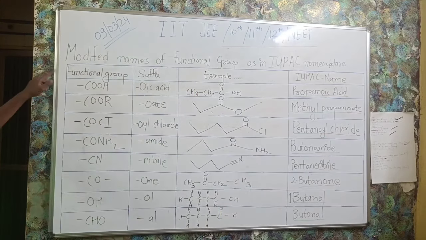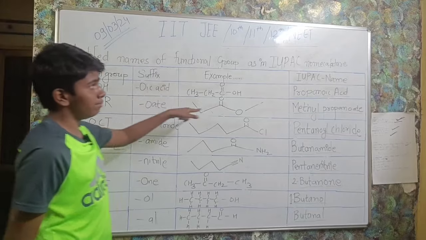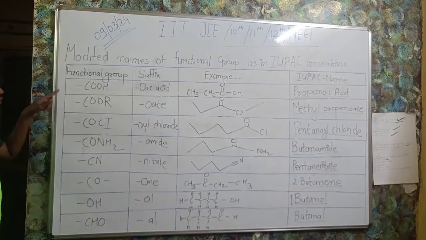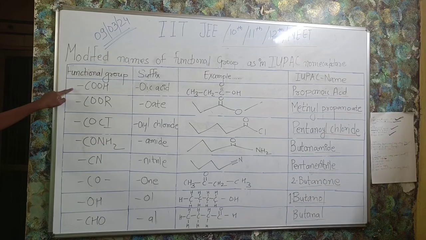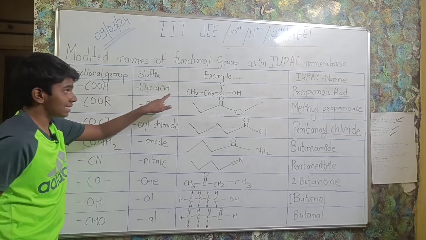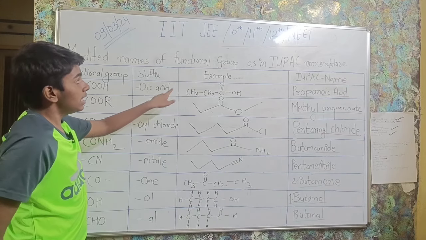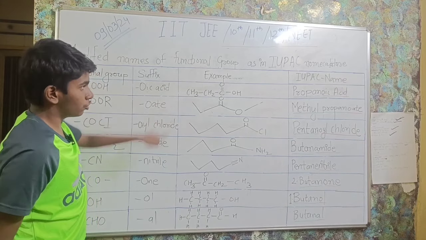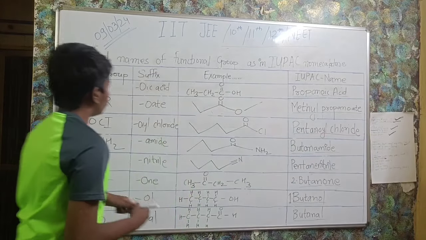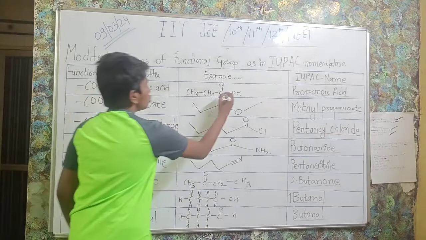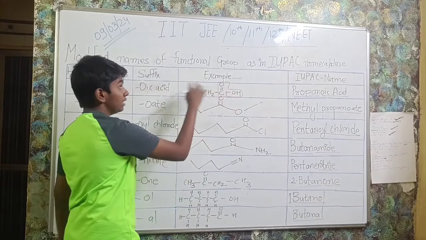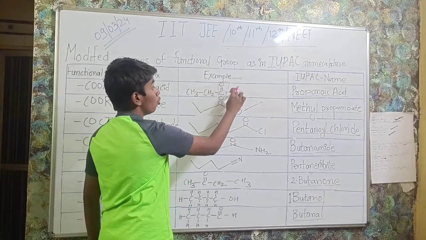Okay, so here you can see the functional group, suffix, examples and IUPAC name. Let's discuss the first functional group, which is COOH, with the suffix oic acid. Here is an example structure. How are you going to identify it in a paper? You have to look in the structure where COOH is given.